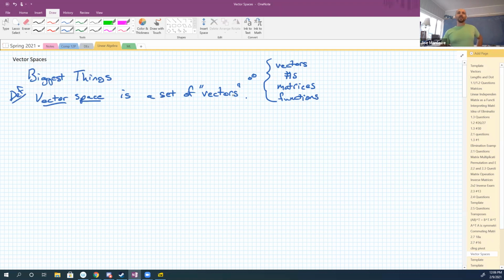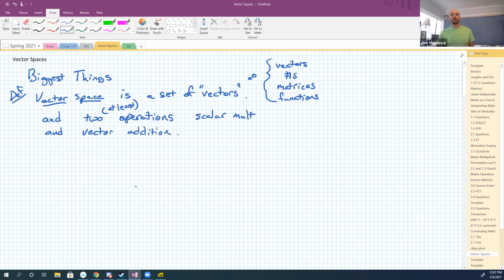All right, so I've got this set of vectors, so that's some stuff. And then there's going to be a couple operations. And I need at least two operations. I'm going to put at least here. Don't worry about why. There might be more operations, but two operations are going to be necessary. The two operations that are necessary are scalar multiplication and vector addition. You guys with me on that?